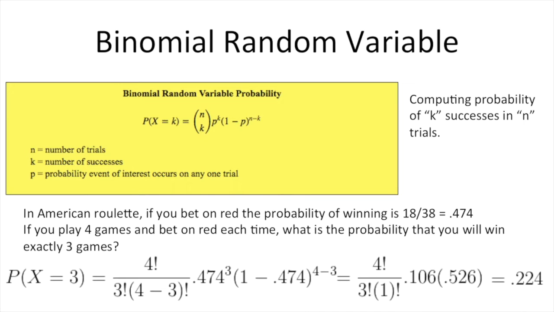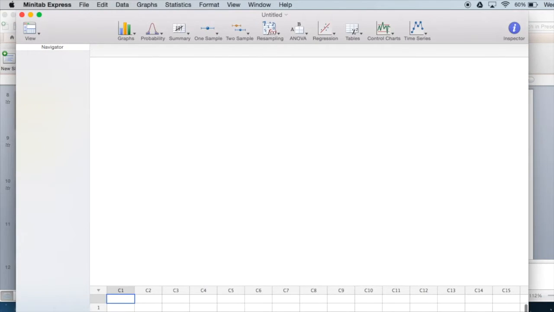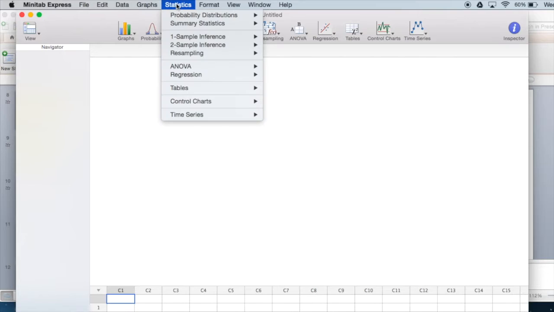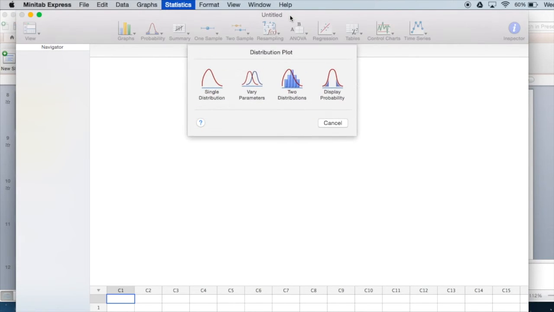When you're computing the probability of a single event occurring, so here the probability of X equals 3, it's relatively simple to do this by hand. I'm going to go to Minitab Express right now, and I'll run through this one really quickly there, but we'll see where Minitab Express really comes in handy is when you want to find the probability of a range of possible numbers of successes. So in Minitab Express, we'll work with a blank data set. We'll go to Statistics, Probability Distributions, Distribution Plot.